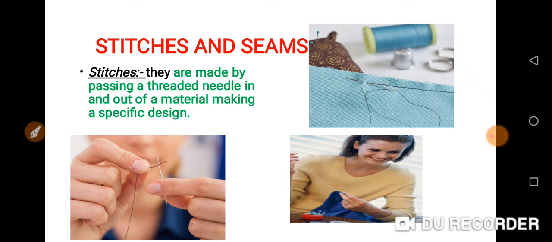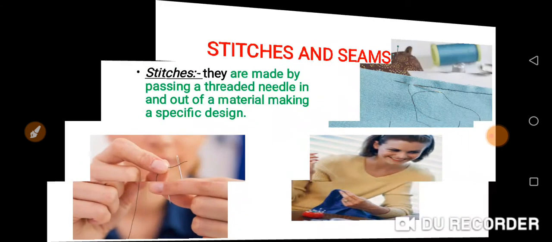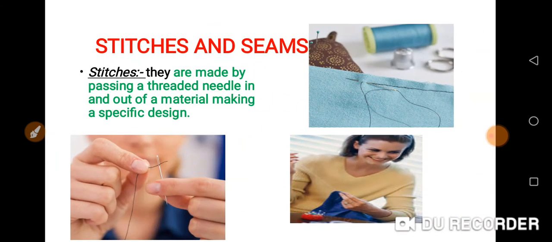Now, as you can see from the screen, stitches are made by passing a threaded needle in and out of a material, making a specific design. This is how to thread your needle, as you can see on the screen. When you talk about stitches, you put the threaded needle in and out, as you can see on the screen. In and out to make a specific design.